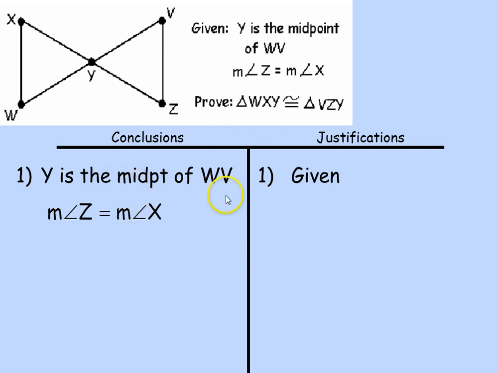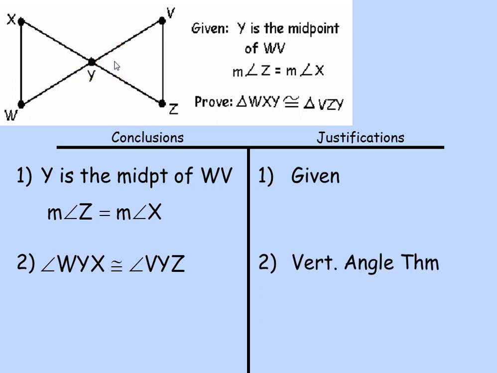Now based on this information, or just based on the figure in general, something else I can say is that this angle right here and this angle here must be the same. Angle WYX must be congruent to angle VYZ. These two must be congruent. Why? Because they're vertical angles. So now we have this angle is the same as this angle, and we have angle Z is the same as angle X right here.